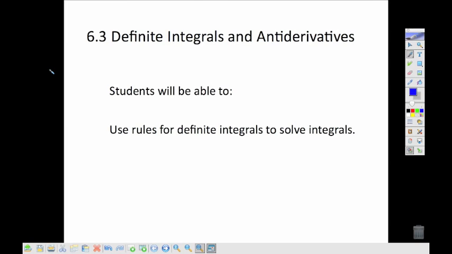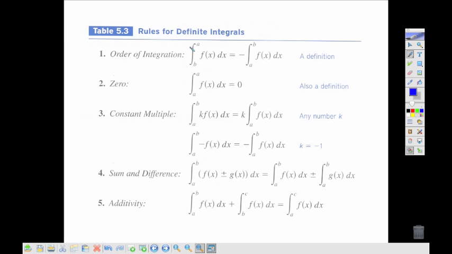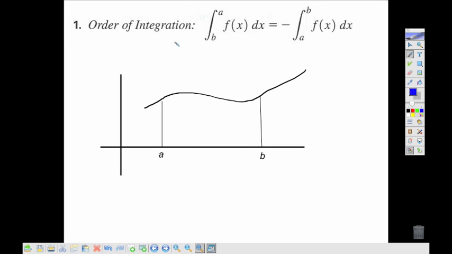In this lesson, we're going to be looking at rules for definite integrals so that we can solve integrals. First, this is the table of rules that we have. This is in your book. Looking at these one at a time, the first one's talking about the order of integration.